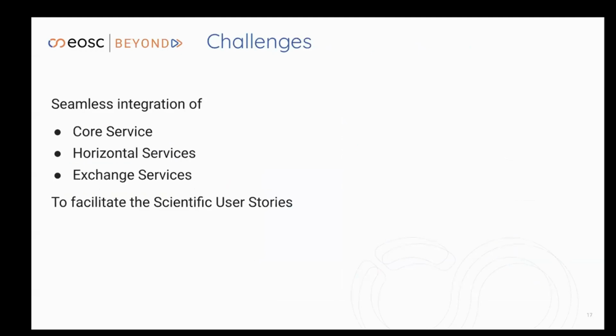So the challenges we've faced so far basically is the seamless integration in order to support the scientific user stories. So actually putting together the core services, exchange services, and maybe some horizontal services to enable these user stories isn't entirely straightforward, but we expect to have completed it for the 2 that I've mentioned here in the next few weeks. And then beyond that, we're looking to incorporate some horizontal services such as compute or storage or data transfer to extend the range of scientific user stories that we support and offer to researchers.